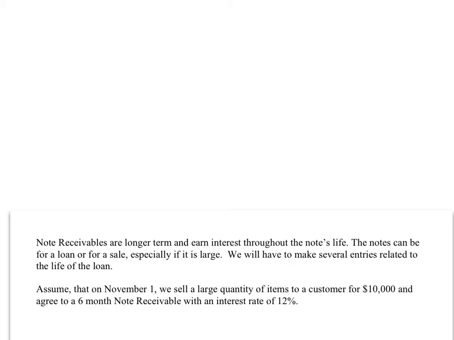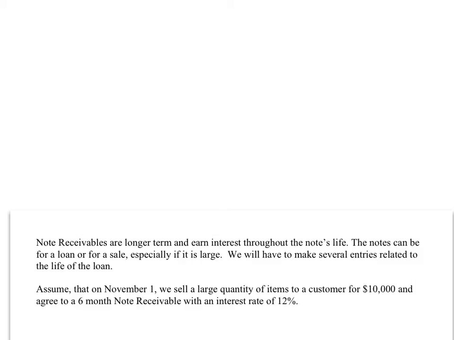So as a real quick way to look at this, let's assume that on November 1st, we sell a large quantity of items to a customer for $10,000 and agree to a 6-month note receivable with an interest rate of 12%. So let's just stop and think about economically what's happening here. We've made this sale. We've provided the product to the client. They signed a formal contract that says we will pay you $10,000 plus interest at a rate of 12% in 6 months.